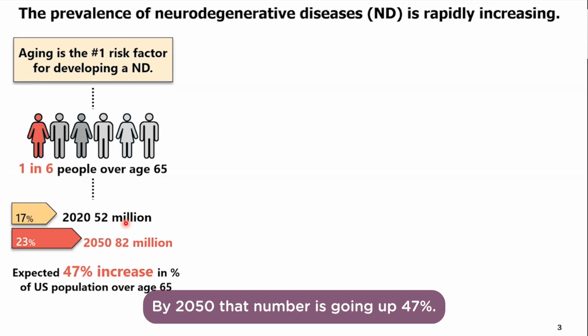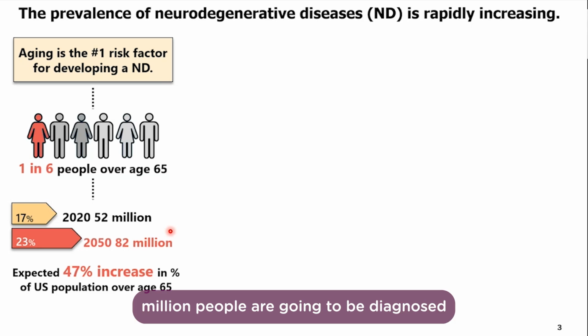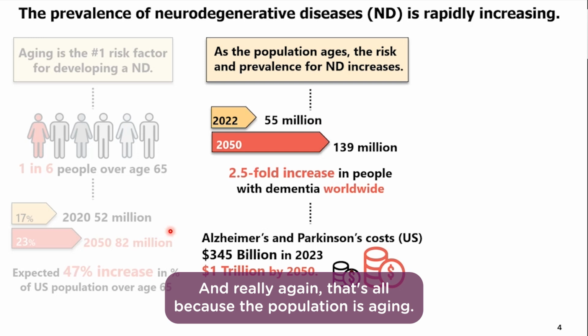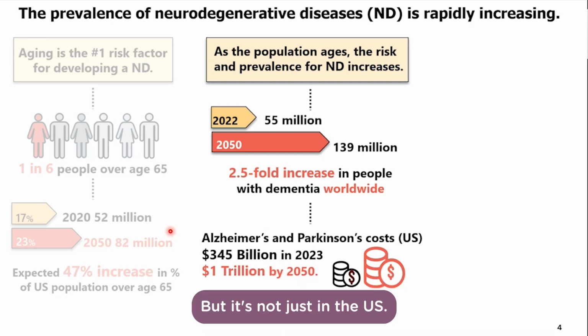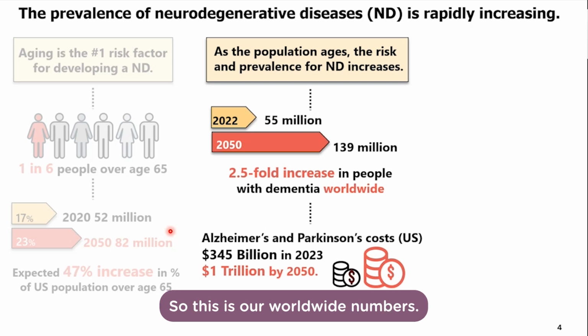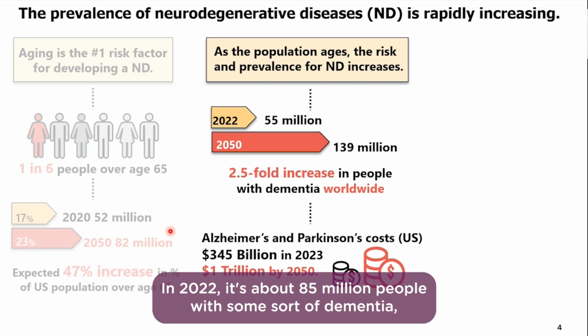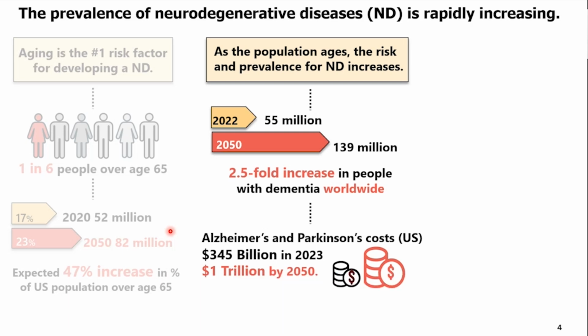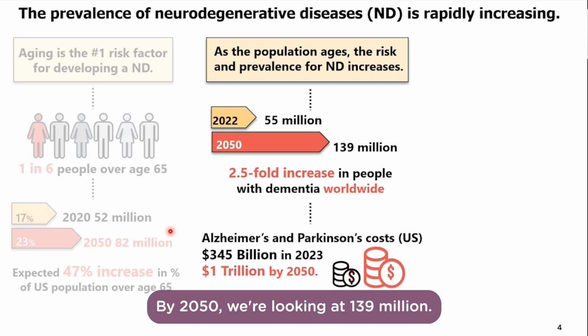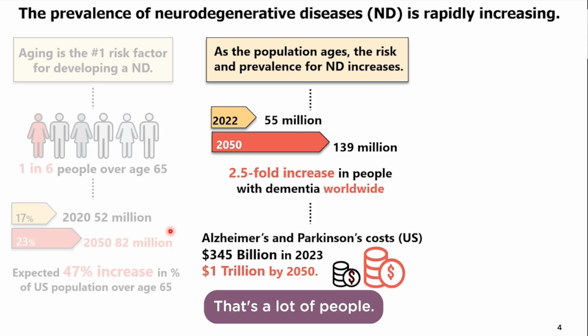By 2050, that number is going up 47%. So 82 million people are going to be diagnosed with some sort of neurodegenerative disease, and again, that's all because the population is aging. But it's not just in the US. Looking at worldwide numbers, in 2022 it's about 55 million people with some sort of dementia, which is a broad, huge term basically covering all of these neurodegenerative diseases. By 2050, we're looking at 139 million. That's a lot of people.